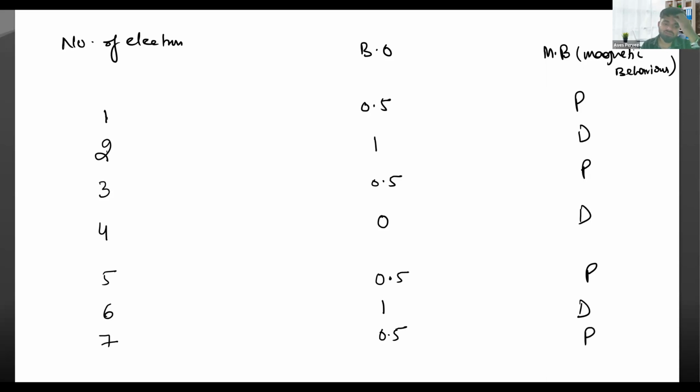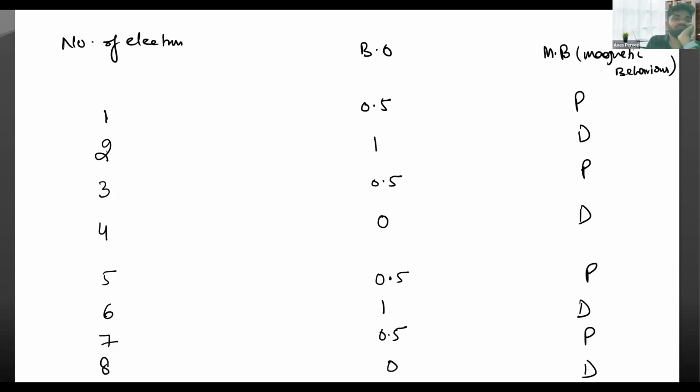And if it is going to have 8 electrons, then the bond order again will be 0. Why? Because you will say 1s2, anti-bonding 1s2, then 2s2, then anti-bonding 2s2. Here the total number of electrons is 8, so they will cancel out each other. There will be an equal number of bonding and anti-bonding electrons. So it will be 0, and for 0, it is diamagnetic. Okay. Got it?